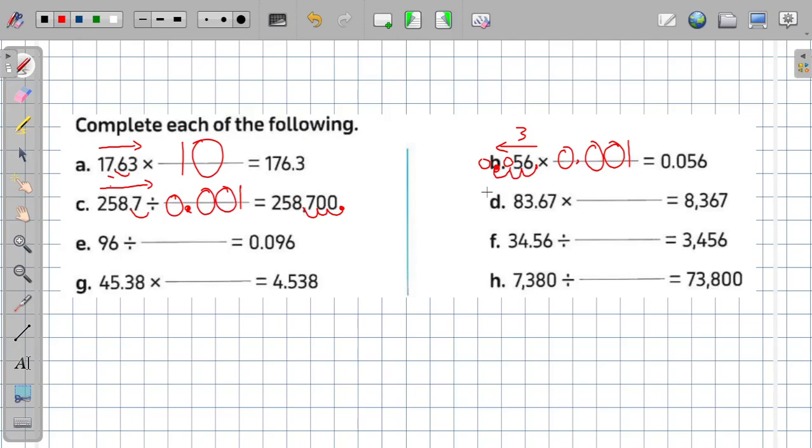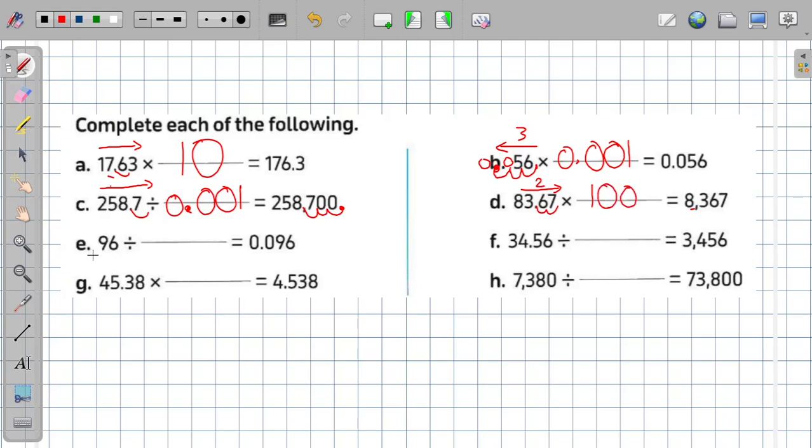Next, I have 83.67 multiplied by a number equals 8,367. So I think we moved the decimal point to the right and we moved it 2 places. So we multiply by 100.